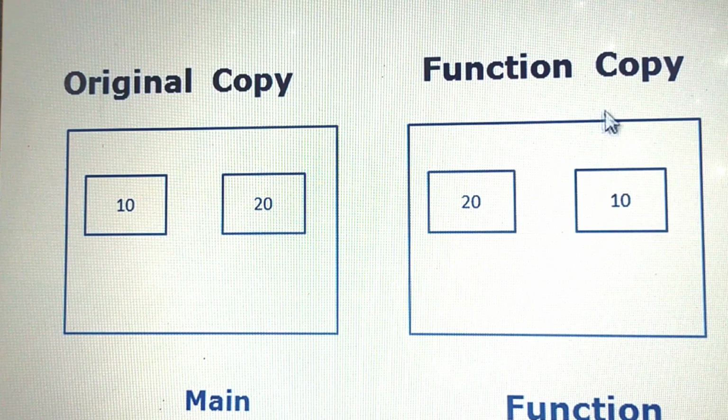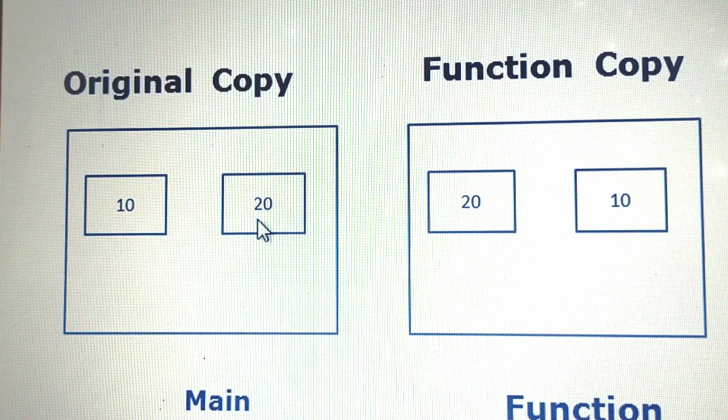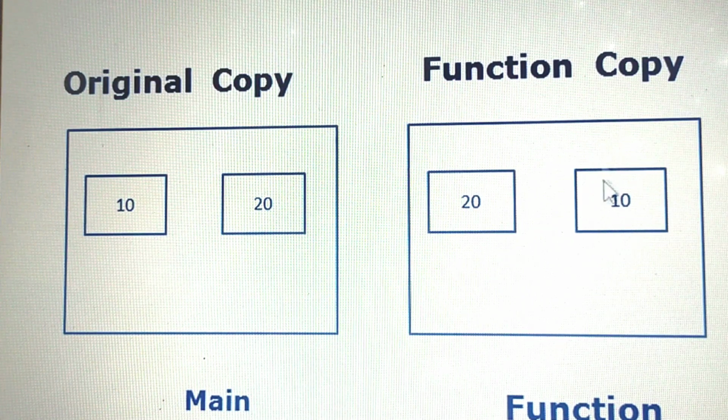This is the original copy, this is the function copy. Original: the value of x is equal to 10, value of y is equal to 20. The reserved area for original, and the reserved area for function in the memory. Here, after the processing of the statements, the value of x changed to 20, and the value of y changed to 10.